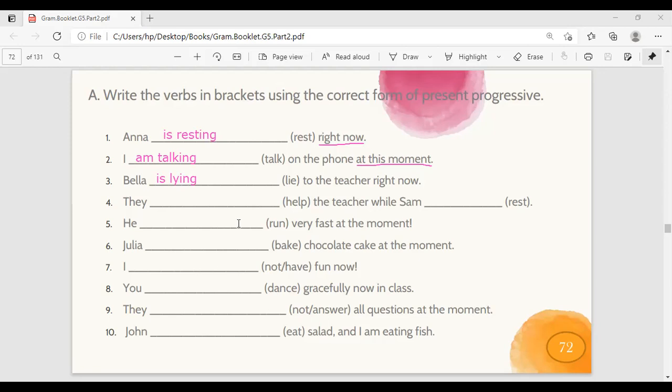They are helping the teacher while Sam... what? Is resting. Excellent. While Sam is resting. Thank you, Yarena. Ibrahim, are you still with us?